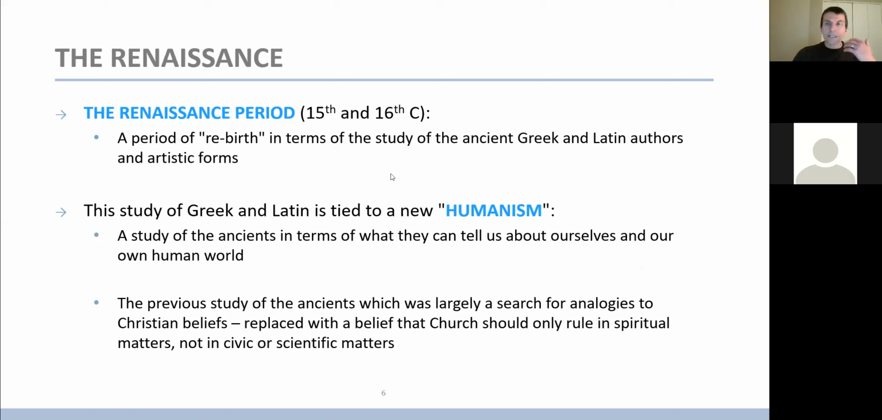And as we mentioned, it's this rebirth of the ancient Greek and Latin authors. Many of their texts were rediscovered in this period, but maybe many of them were already known. It's a rebirth in terms of the study of them through humanism. So before, maybe it was kind of reading Plato or Aristotle to try to pick out arguments to defend an already established church doctrine.